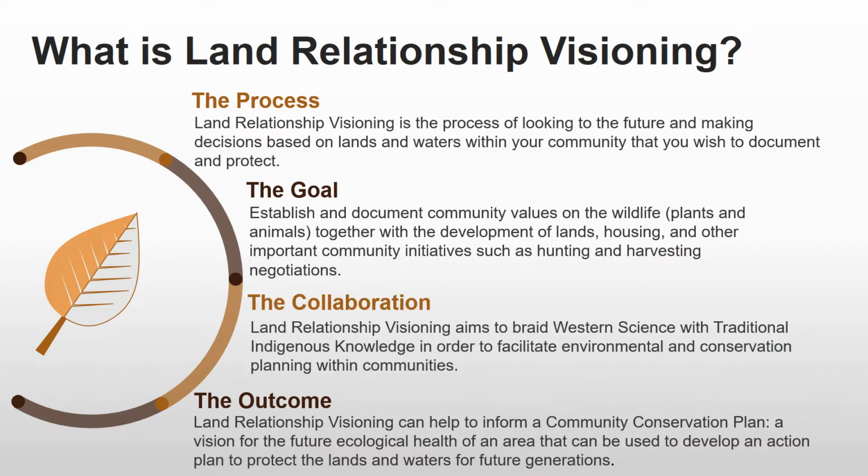The collaboration between Western science and Indigenous knowledge is a main component of land relationship visioning. It aims to braid Western science with traditional Indigenous knowledge in order to facilitate environmental and conservation planning within communities. Land relationship visioning can help to inform a community conservation plan, a vision for the future ecological health of an area that can be used to develop an action plan to protect the lands and waters for future generations.